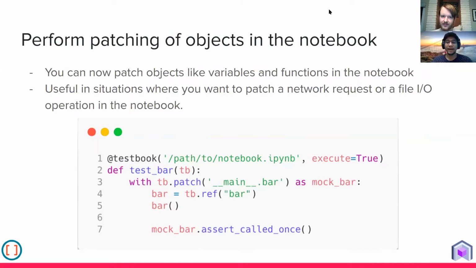You can perform patching of objects in the notebook. So you can patch things like functions or classes in the notebook, and it's useful in situations where maybe you're doing a network request or some file I/O that you don't want to get executed. And so you've got a simple test here which demonstrates patching. If you focus on line 3, you've got tb.patch main.bar, and then you get a mock object for that bar function, and then I can assert that it was called once using that mock object.